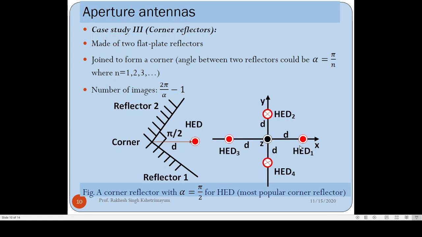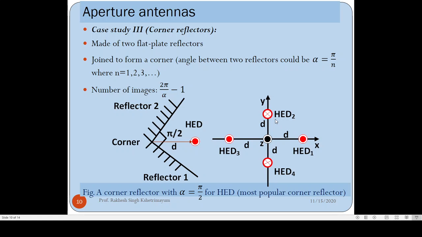So let us call this original horizontal electric dipole HED1. It is at a distance d from the origin. So this is the x-axis, this is the y-axis, this is the z-axis. The z-axis is coming out of the computer screen. The distance between the origin and horizontal electric dipole 1 is d. So now all the images will be at the same distance d from the origin, but the orientation of these images would be different.